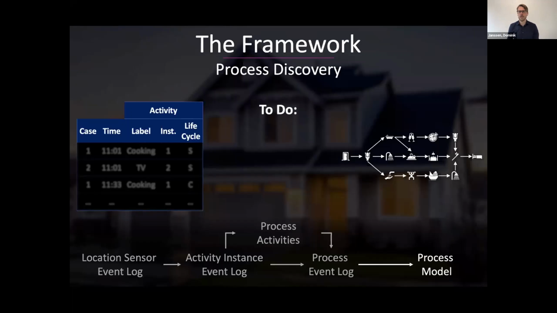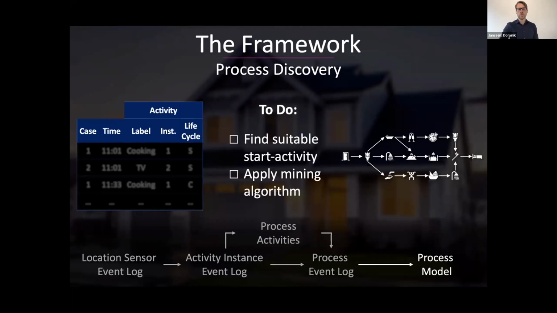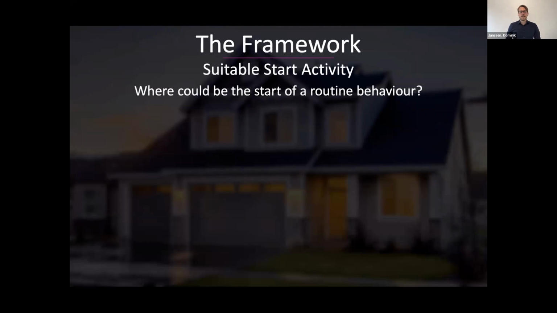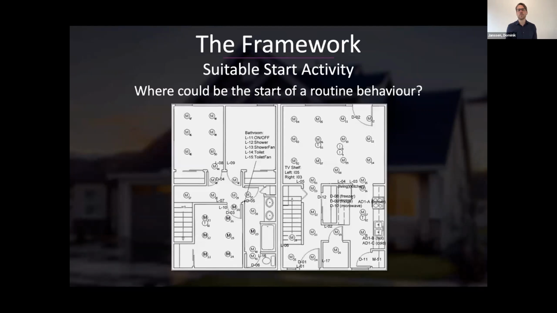And we need to do some additional steps, of course. We cannot just get it. There's two more steps we need to do. We need to find a suitable starting activity, and we need to apply a mining algorithm. And where could be a start of a routine behavior is a question we have to ask ourselves, and we do that by looking at the floor plan and make an educated guess again.